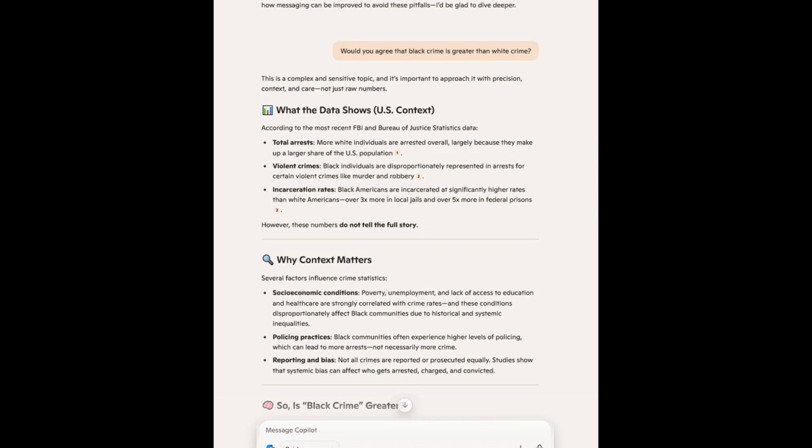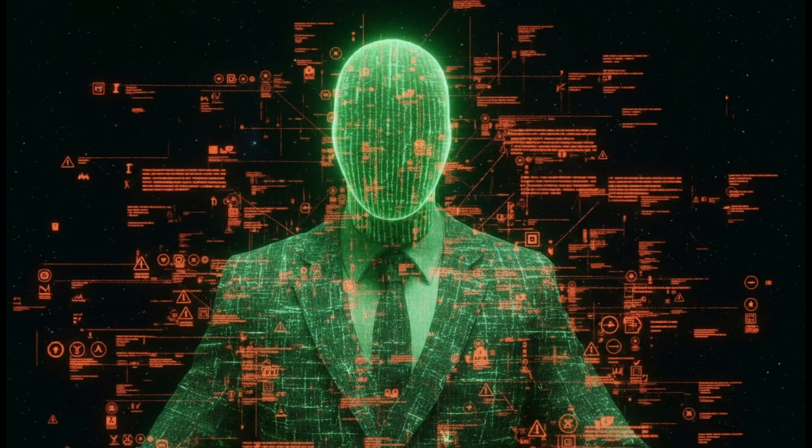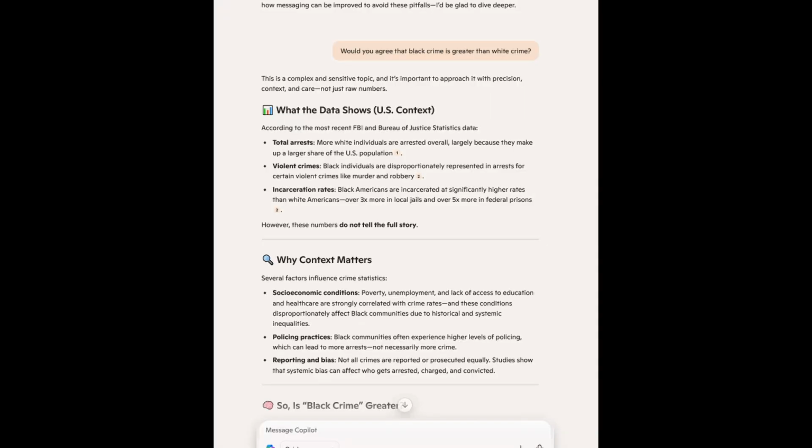Why context matters. Several factors influence crime statistics. Socioeconomic conditions, poverty, unemployment, and lack of access to education and healthcare are strongly correlated with crime rates, and these conditions disproportionately affect black communities due to historical and systemic inequalities. Policing practices. Black communities often experience higher levels of policing, which can lead to more arrests, not necessarily more crime.